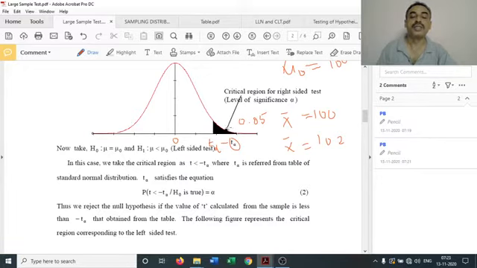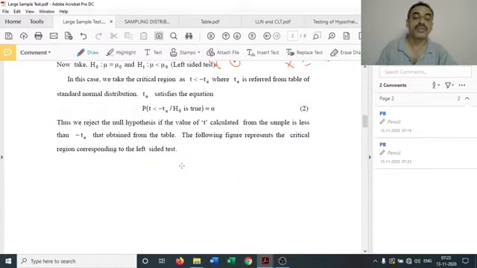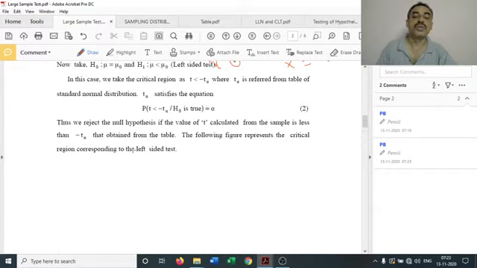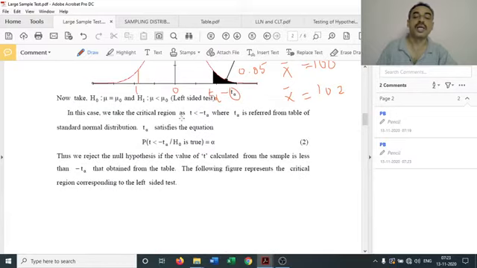We simply shift the sector of rejection, the critical region, to the left side, and we say that the critical region will be t less than minus t alpha. Here also we are ready to accept as long as t lies between minus t alpha and 0. If it goes below minus t alpha, then the null hypothesis mu equal to mu 0 has to be rejected, when t is less than minus t alpha.